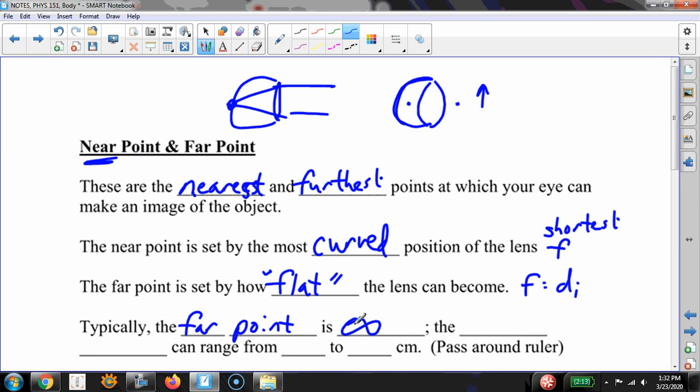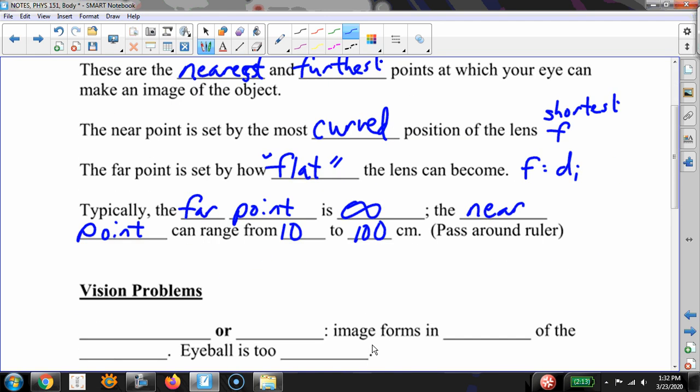And the near point can range from 10 to 100 centimeters. I think in your book it says that the typical near point is about 20 centimeters, and that's true. Though as you get older, especially once you pass 40, 40 is really sort of that age when your eye just doesn't function like it used to. And so as you get older, your near point can be 30 centimeters, 40 centimeters. I think mine's right at about 30 centimeters, but most of you, if you have normal healthy vision, or not even healthy, just normal vision, then you probably have a near point around 20 centimeters.